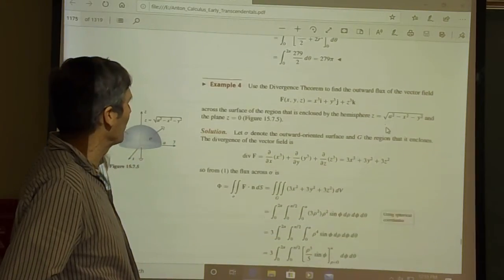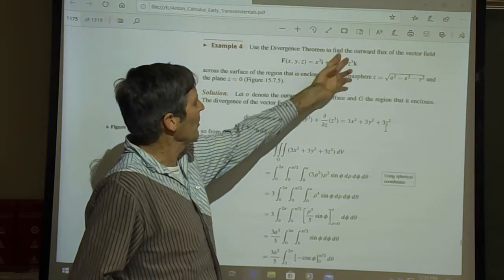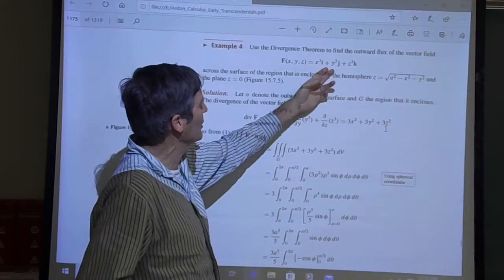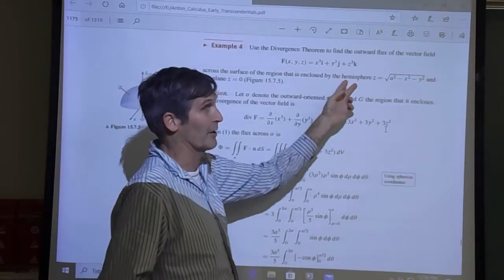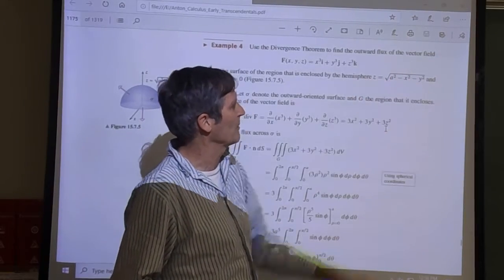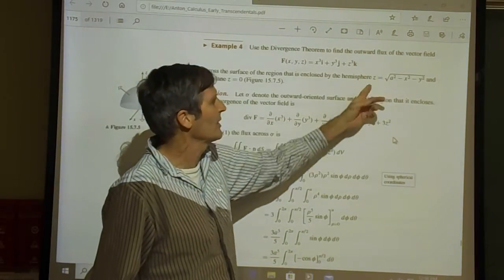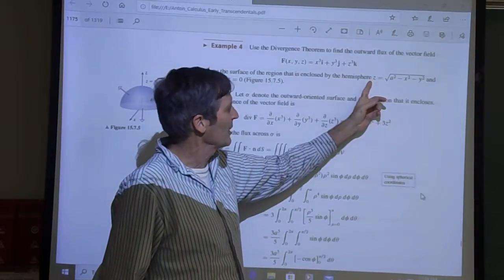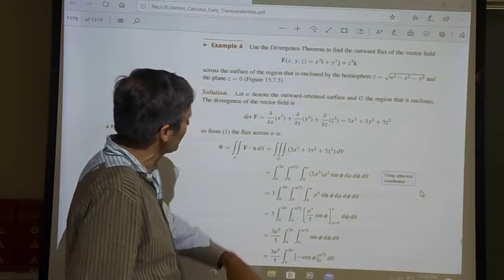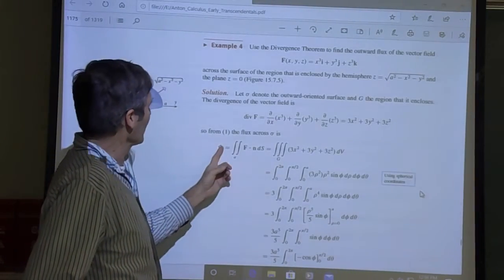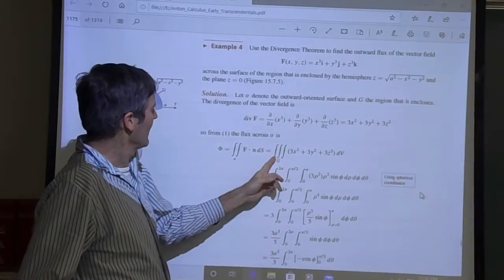Let's get down to example 4 here. Suppose I want to use the divergence theorem to evaluate the outward flux of the vector field x cubed i plus y cubed j plus z cubed k across the surface of the region that is enclosed by the hemisphere z equals square root of a squared minus x squared minus y squared. So it's a half of a sphere, the top half of the sphere of radius a, right? If you square this, you can rewrite it as x squared plus y squared plus z squared equals a squared. So it's a sphere of radius a, but z being the non-negative square root makes it the top half of the sphere.